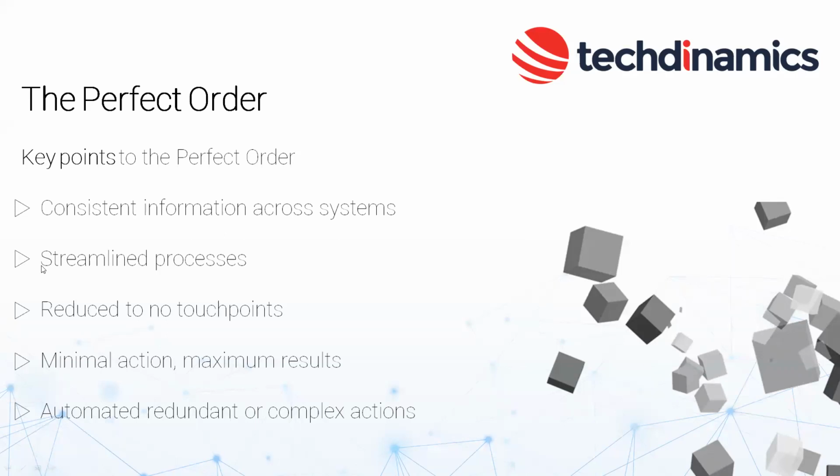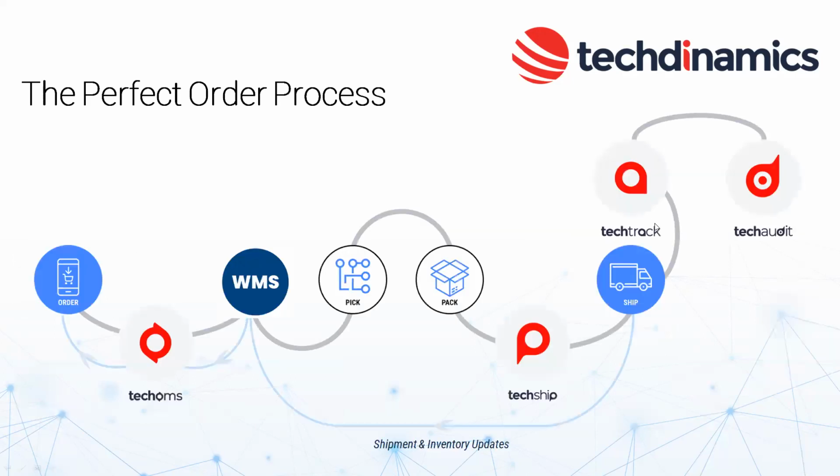Okay, well, this is what we're going to focus on when it comes to concepts throughout the products. Okay, so let's start with techOMS, which is going to be the first one in the line when you're getting information from different systems and providing. This is basically the map of the perfect order.